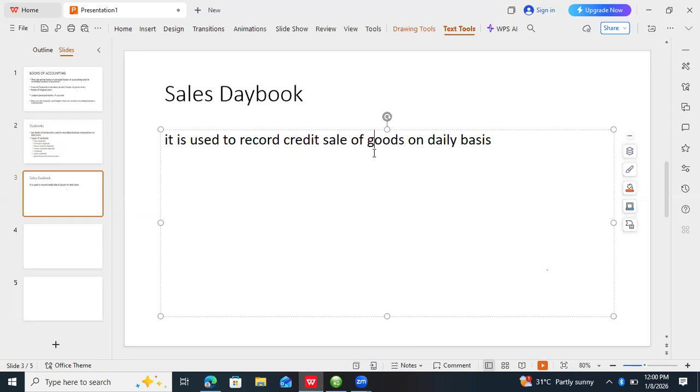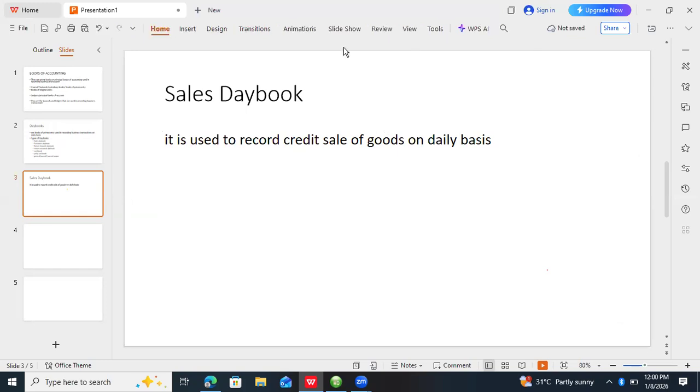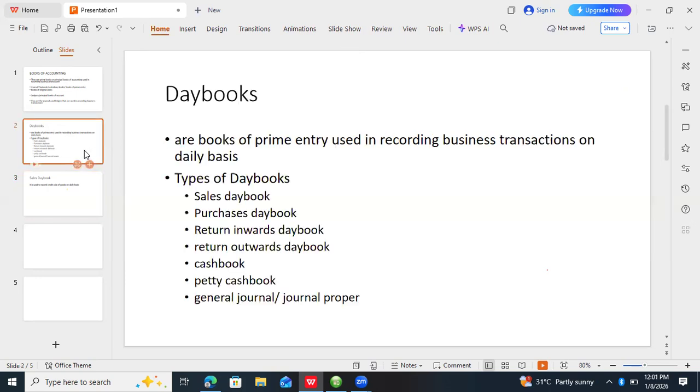Now let's look at the other books. I would want to give us the functions or the uses of the other day books. That's the purchases, which I'm sure my professors should have a clue now as to what it will be used for. In fact, let's do that quickly. Then maybe we'll go into details, the sales day book and others. So if the sales day book is used to record credit sale of goods on daily basis, what will be the use of the purchases day book?